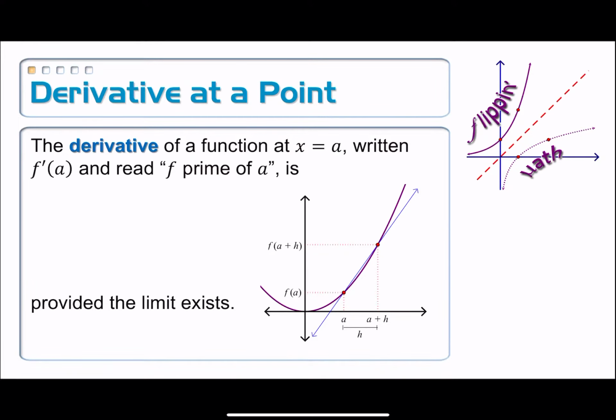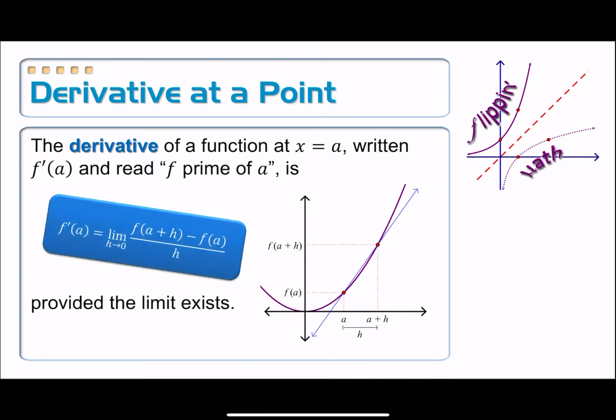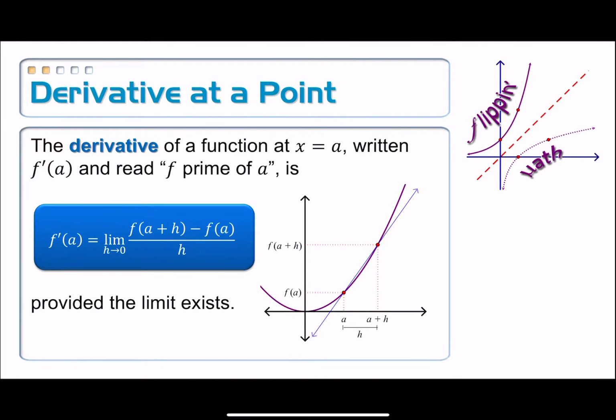Okay, so here then is the definition of the derivative at a point. The derivative of a function at x equals a, written f prime of a, is equal to the limit as h approaches 0 of f of a plus h minus f of a all over h. Doesn't that look familiar? Doesn't this exactly resemble the slope of a tangent line, right? It means the same thing.